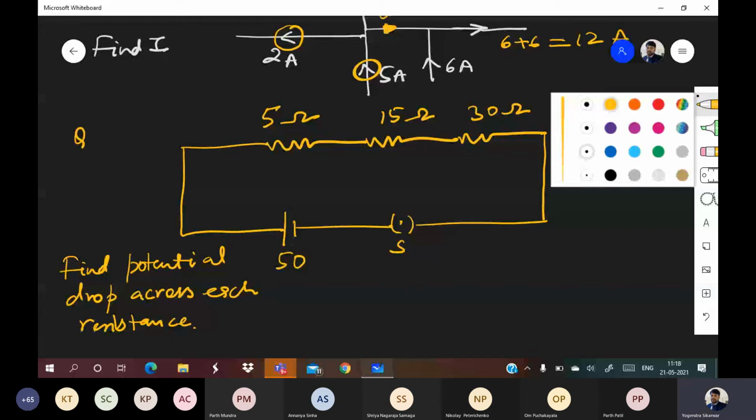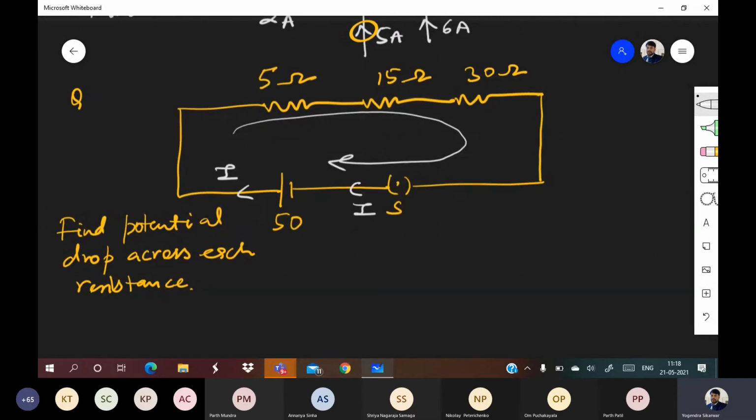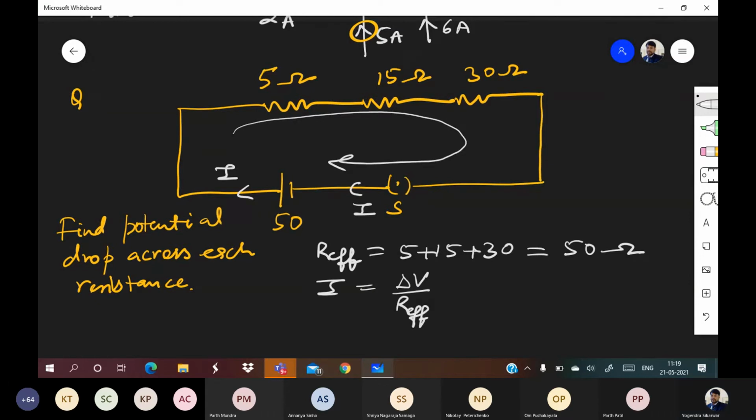The current will return back because the battery neither creates charge nor takes charge, it only rotates charge. Now that current I, when it is going like this and returning back, what we can see is R effective. Because all three are in series, R effective will be 5 plus 15 plus 30, and that comes out to be 50 ohm. So I will be delta V upon R effective, so I comes out to be 50 by 50, equal to 1 ampere.